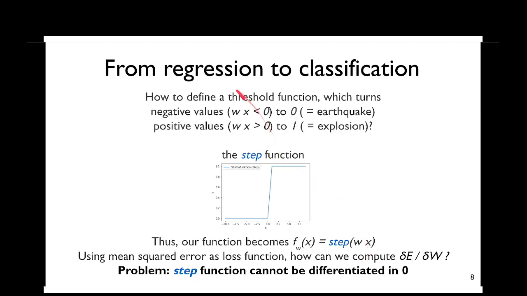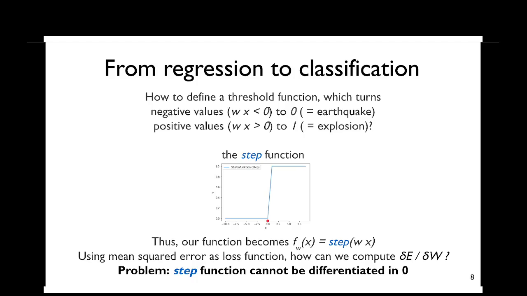So then we want to make this translation, and for that we use the threshold function, and that can be the step function. So we want to have a function that maps a negative value out of the dot product of w and x to a 0, which represents in our situation an earthquake, and it maps a positive value onto 1, which represents an explosion. And this can be achieved exactly by this function, which is 0 for negative values, 1 for positive values, and here we've got a jump.